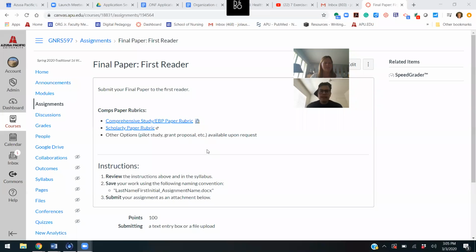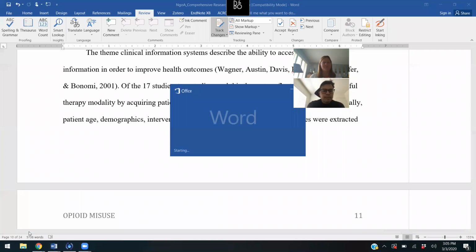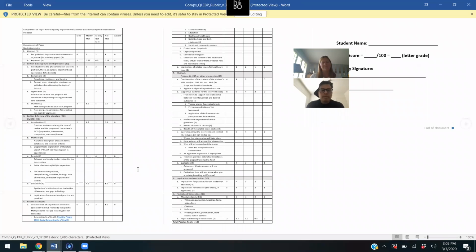So you had a question like, what are you supposed to put in each section, and what does it mean? Application of theory, or application of your framework, excuse me, to your paper. So let's pull up the rubric here, and we can walk through a little bit of this.